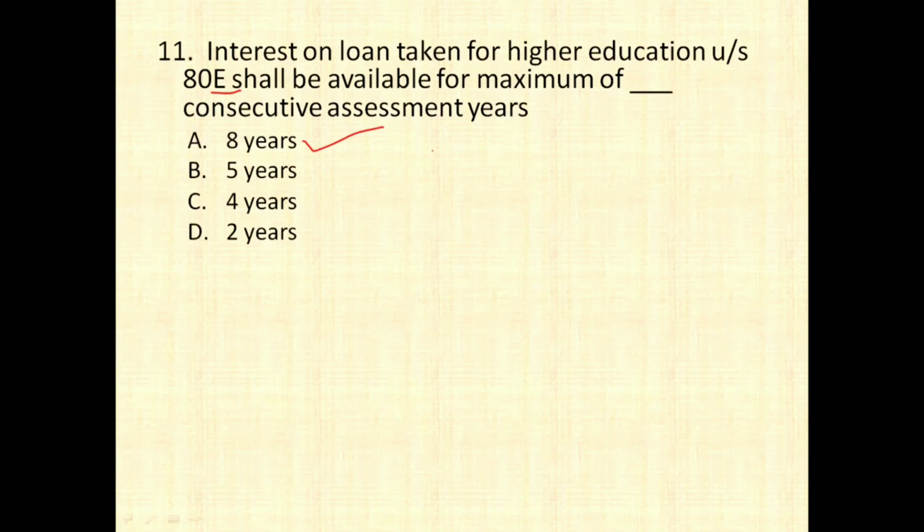Now here you can take a loan either for yourself, that is, an individual can take a loan for himself, or he can take a loan for his relatives, right? So you can take a loan for yourself or relatives, and you can take deduction in terms of interest on the loan, whatever interest you are paying on the education loan, for how many years? For 8 consecutive years. So the right answer is 8.